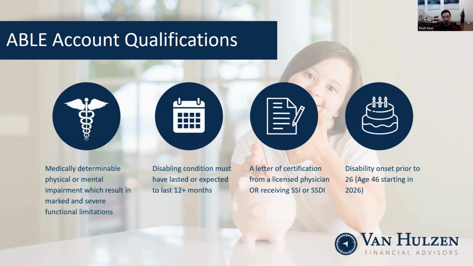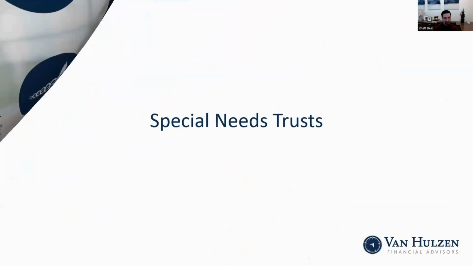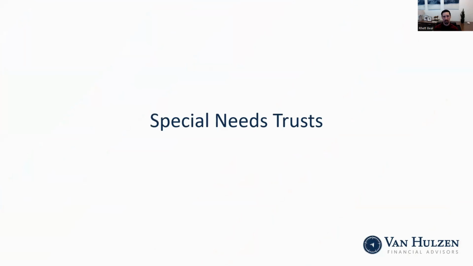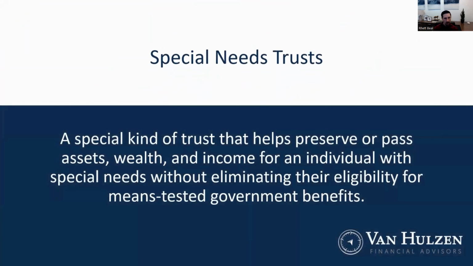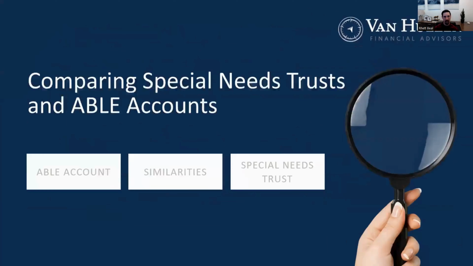All right, that is everything on the ABLE accounts. And I want to make a shift over to special needs trusts. Right, a lot of us hear about special needs trusts, and they are a little bit different than the ABLE accounts in that they are a special kind of trust that helps preserve or pass assets, wealth, and income for an individual with special needs without eliminating their eligibility for means-tested government benefits. That sounds really similar to an ABLE account, right? Well, let's look at their similarities and let's look at their differences. We're going to look at them side by side.